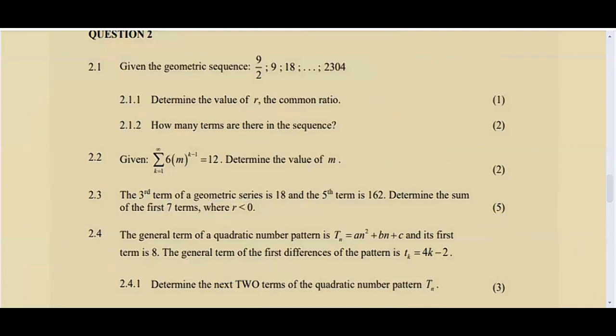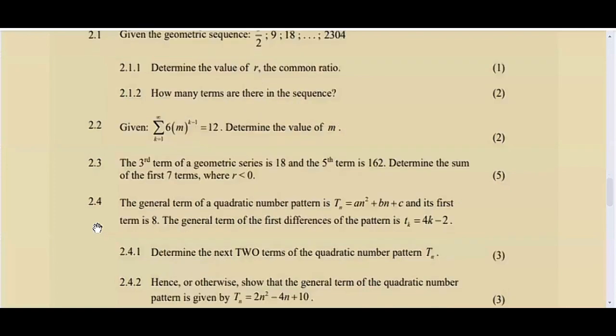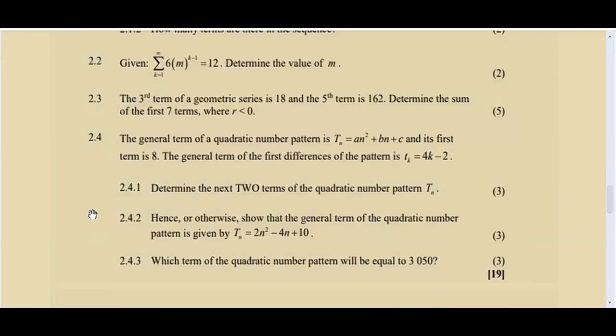Then 2.4 says the general term of a quadratic number pattern is Tn is equal to an squared plus bn plus c, and its first term is 8. The general term of the first difference of the pattern is tk is equal to 4k minus 2. So this is nice. They gave us the formula for the first difference. Now they say determine the next 2 terms of the quadratic number pattern, right?